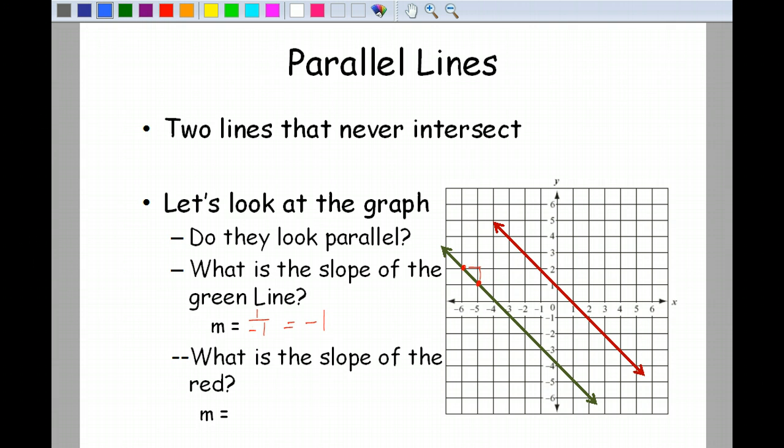Let's look at the red line. I'm going to pick this point and this point. Once again, I can see that it's a negative slope. Rise 1 in the positive, run 1 in the negative. What's 1 divided by -1? Oh, that's -1. So I can prove that these two lines are parallel because they have the exact same slope.